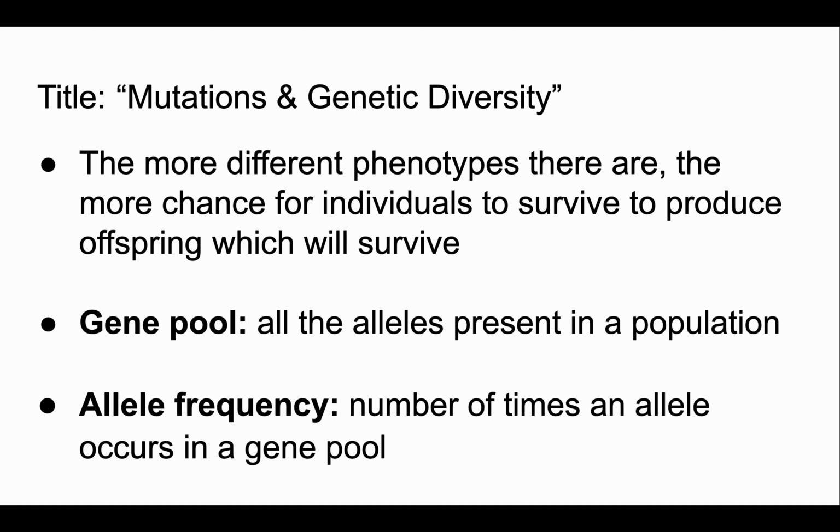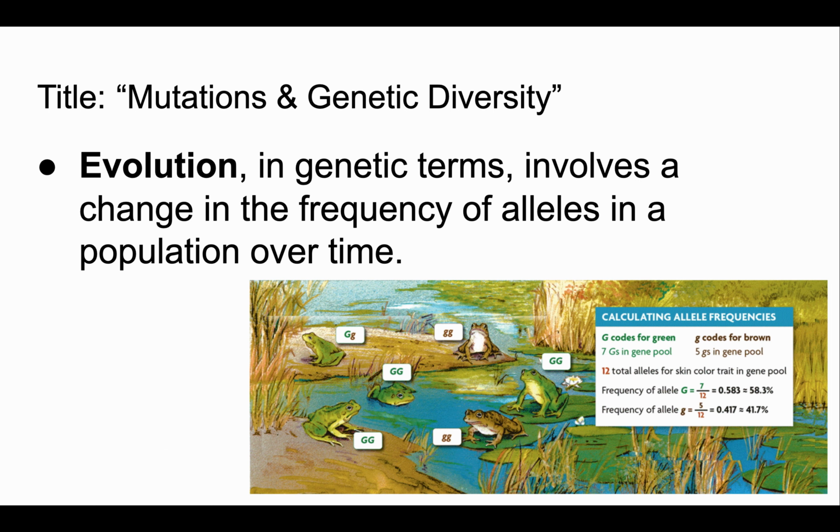Two important definitions here. One, gene pool. A gene pool is all the alleles present in a population. Remember, an allele is a version of a gene. And remember, a gene is made of DNA. Allele frequency is the number of times an allele occurs in a gene pool. And we're actually going to be practicing calculating allele frequencies for populations today. Evolution, in genetic terms, involves a change in the frequency of alleles in a population over time.